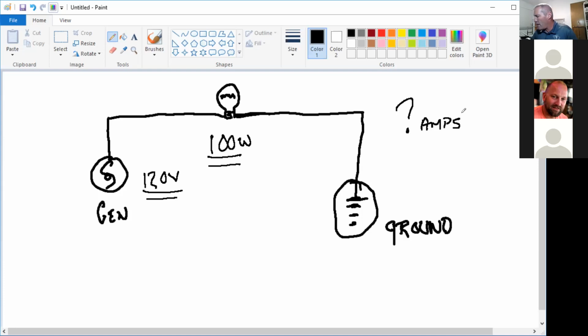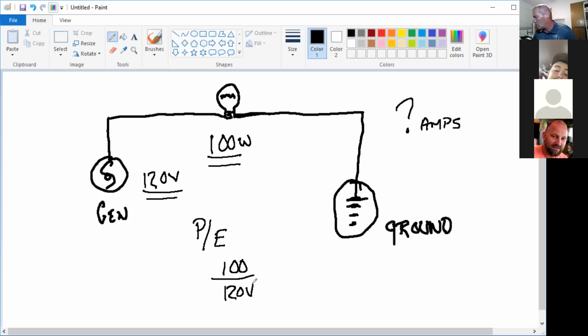What's the math? P divided by E. So it's 100, and you're going to have a decimal number right here, divided by 120. Does everybody have that solution? It's gonna be like 0.8 something. 0.83. Right? So there's 0.83 amps flowing on this entire circuit right here.